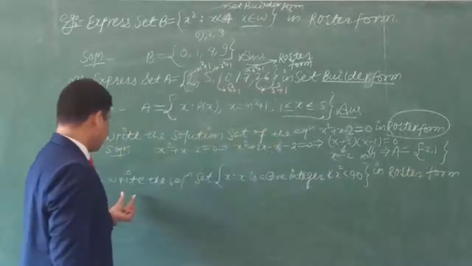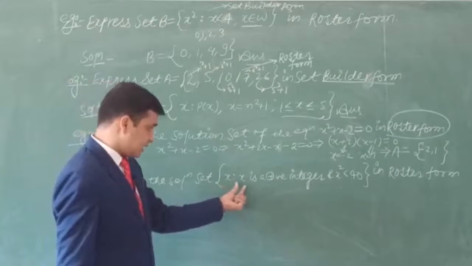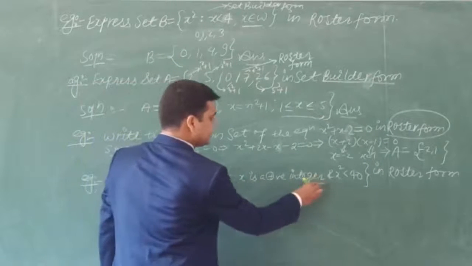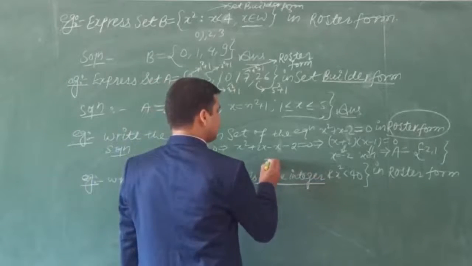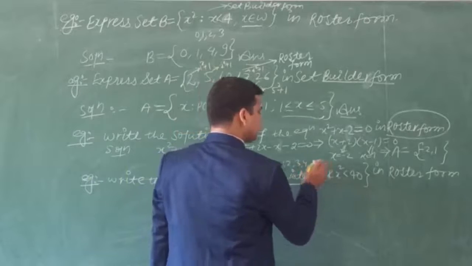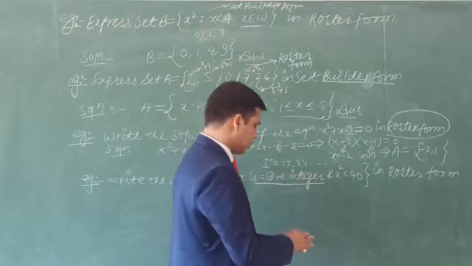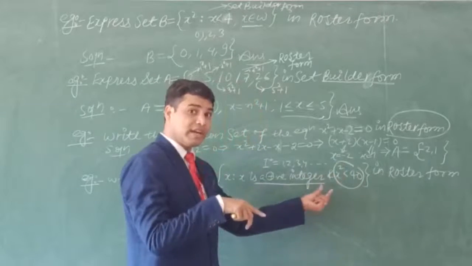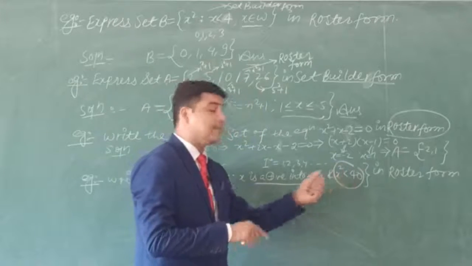Now our next example is: write the solution set of this, x such that x is a positive integer. This is very important. What is a positive integer? Positive integer means I plus, 1, 2, 3, 4 and so on. This is called positive integer. And one condition is there which is very important here: x square less than 40, means the square of that number. Whatever positive integer we take, the square of that number should be less than 40.